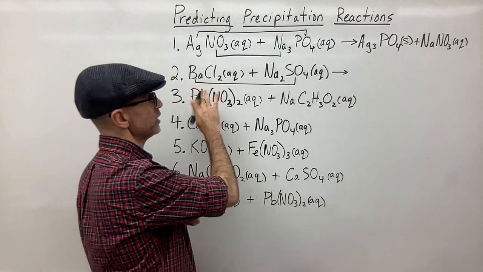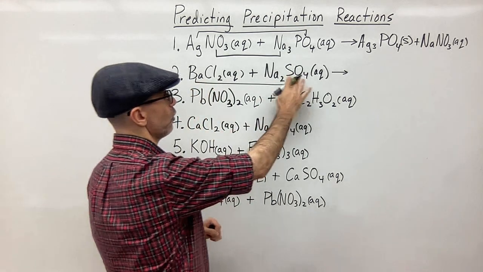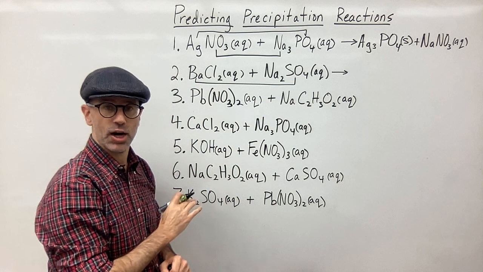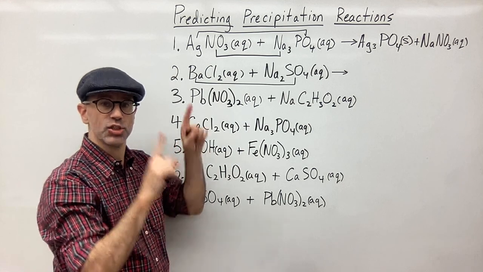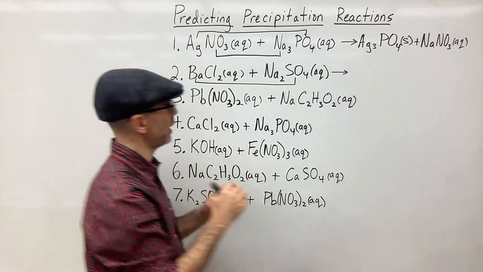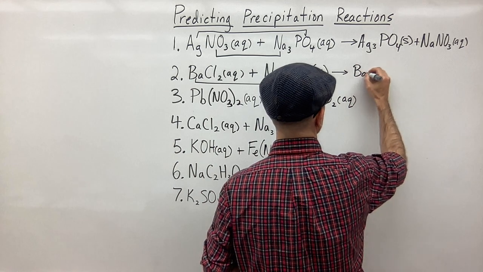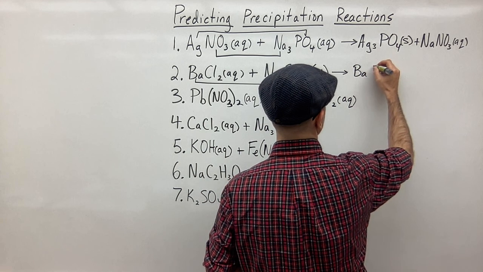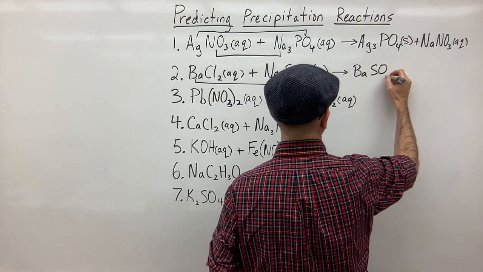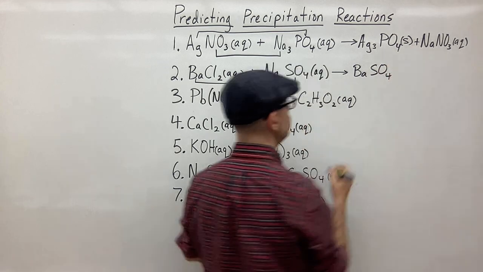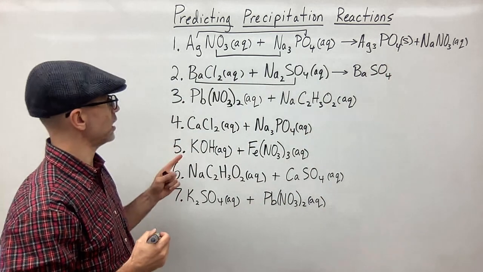So barium has a 2+ charge. Sulfate has a -2 charge. So they balance the charge one each. So I just need one each to balance the charge. So that's going to be BaSO4. So that's one possible product.